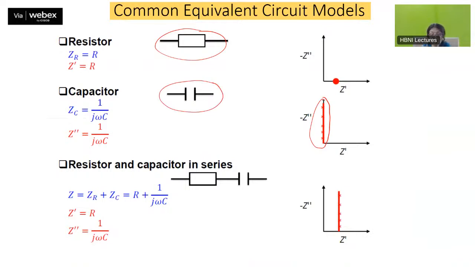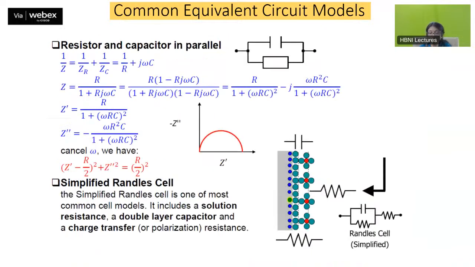And when you have a resistor and a capacitor in series, if you do the simple mathematical calculation, that is ZR plus ZC, which is R plus 1 by jωC. This is where your resistor and capacitor are going to look on the Z' and Z'' plot over here. So the imaginary and the real plot, if you plot a resistor and capacitor in series, this is how the representation is going to look. But this is not how your EIS spectra looks. So we have to add in something more.